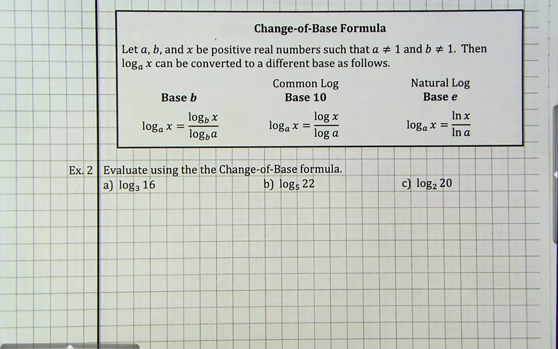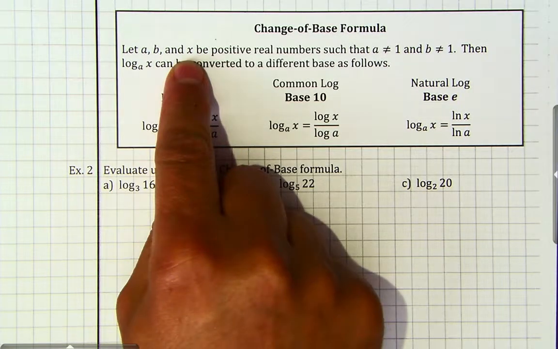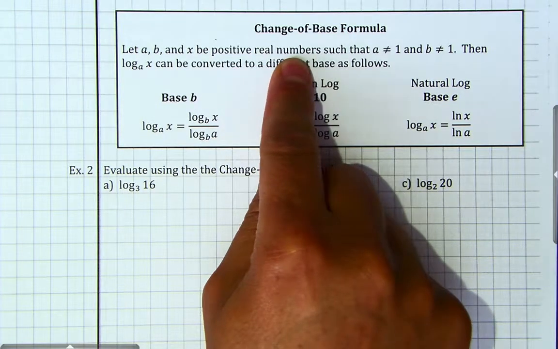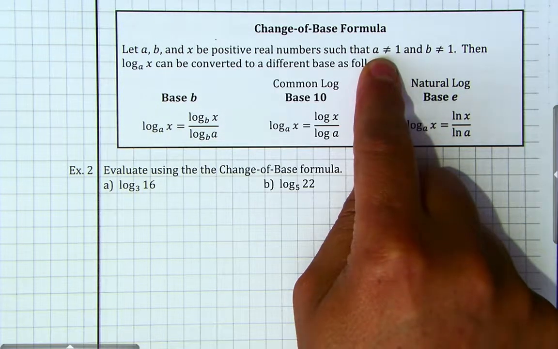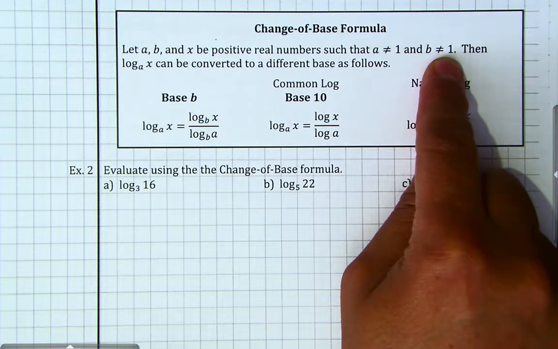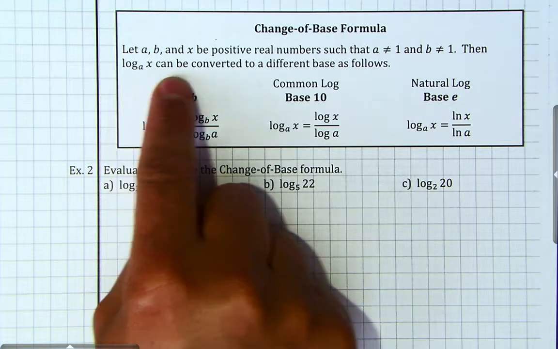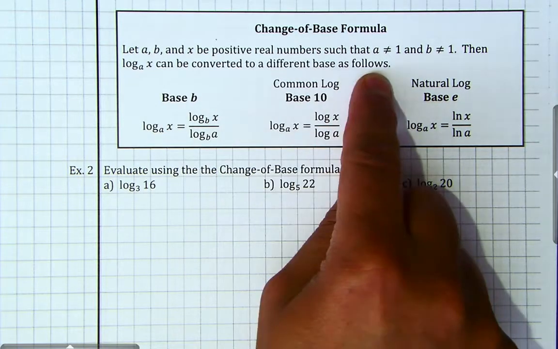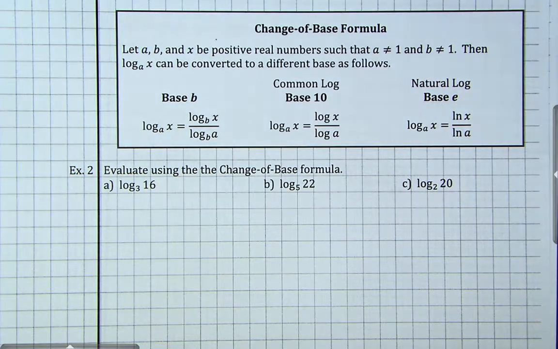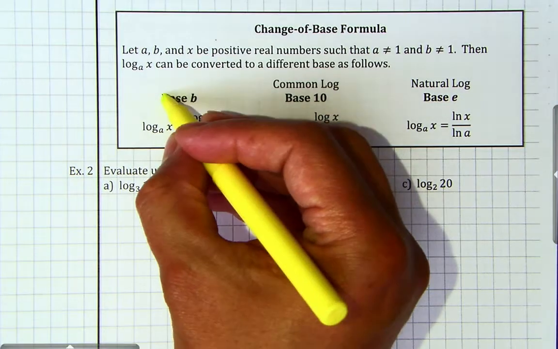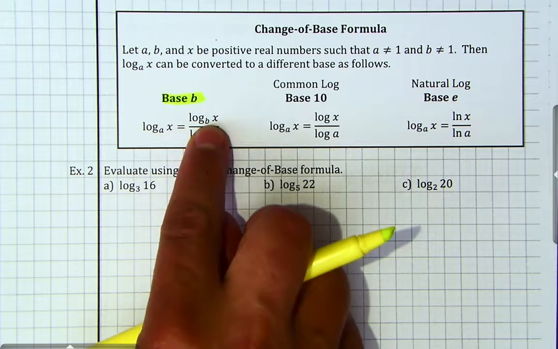Change of base formula. Let a, b, and x be positive real numbers. We don't want a to be 1 or b to be 1. Then the log base a of x can be converted to a different base as follows. We have the base b, so you can choose any base that you want.